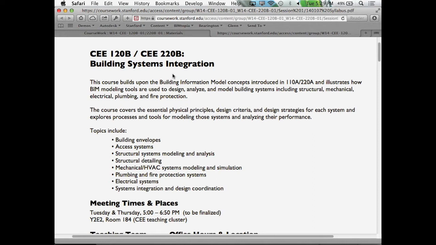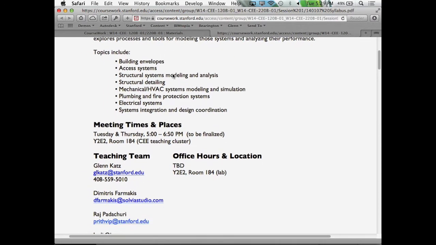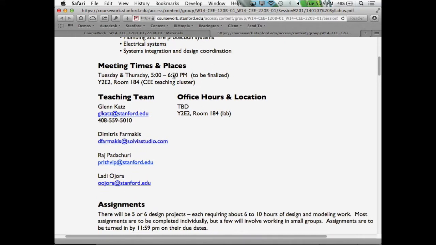So it's pretty broad. It's like all those different things that work together to ultimately integrate into a complete building. Okay, in terms of where we are going to be, I'll adjust this. Looks like it's going to be, say, 5:15 to 6:45, something like that. We'll be meeting here in the Y2E2 cluster.